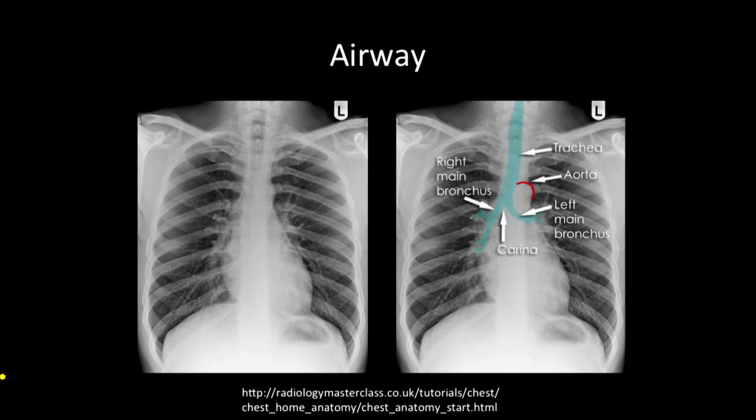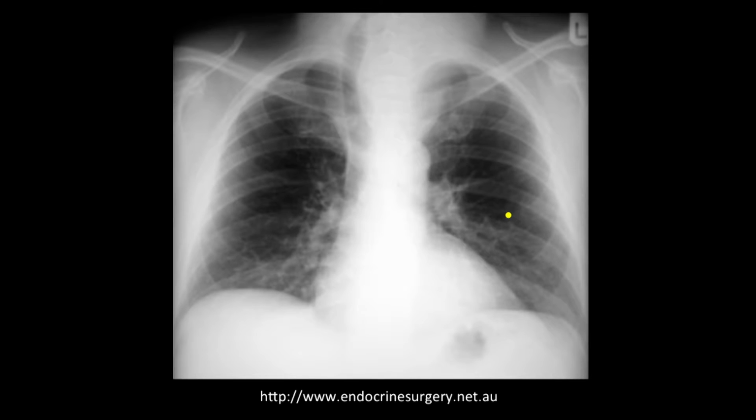So here is an x-ray, and we can see clearly the anatomy that we're interested in with regards to the airway. You can see the trachea here outlined in blue, and the right mainstem bronchus here, and the left mainstem bronchus here, and then between them the carina. And so let's take a look at some cases that demonstrate airway abnormalities.